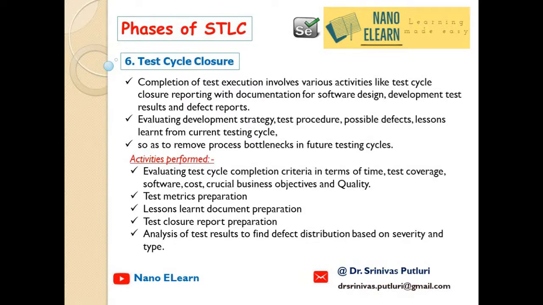Activities performed here: evaluation of test cycle completion criteria in terms of time, test coverage, software, cost, crucial business objectives, and quality. Test metrics preparation and lessons learned document creation from the current testing cycle will be done here. Test closure report preparation will also be done here. Analysis of test results to find defect distribution based on severity and type.